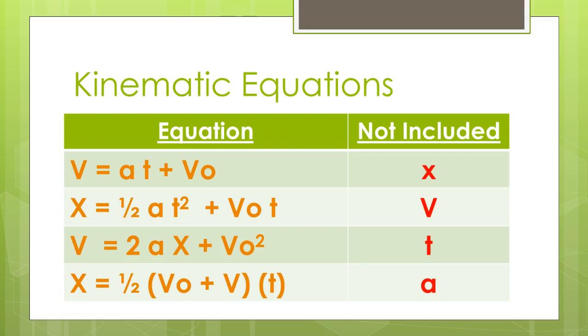Of the variables that are involved, if you look at each equation, one variable is left out. For our first equation, x, or displacement, is left out. For our second equation, v, so final velocity, is left out. For our third equation, t, or time, is left out. For our fourth equation, a, or acceleration, is left out. It's not included. We use this information of which variable is not included in each equation to determine which equation we need to use in each scenario.